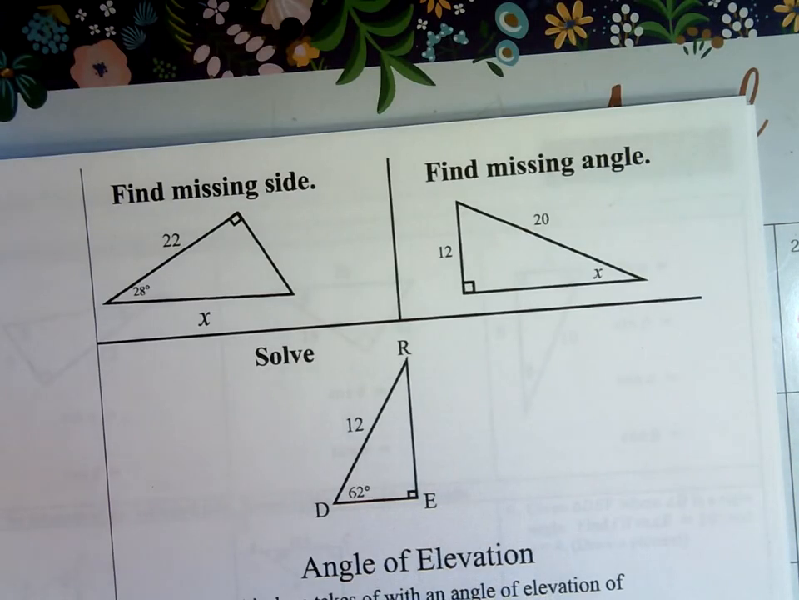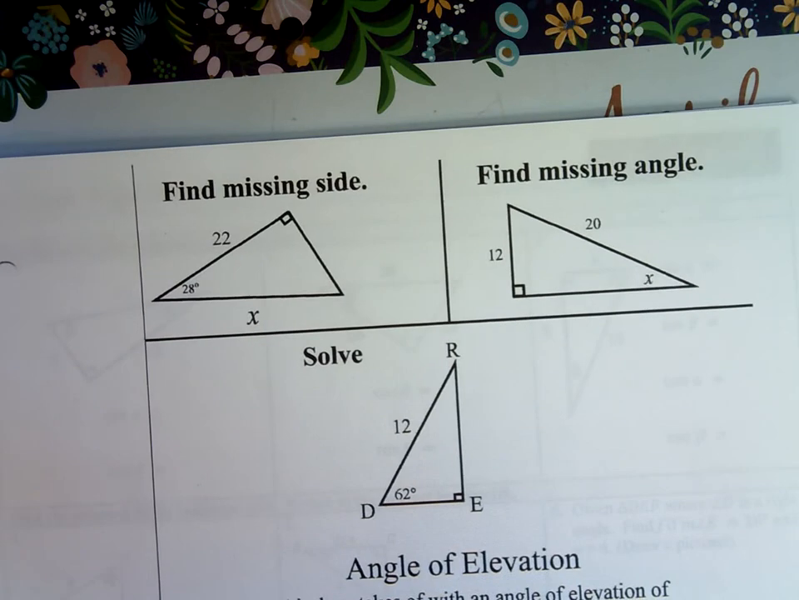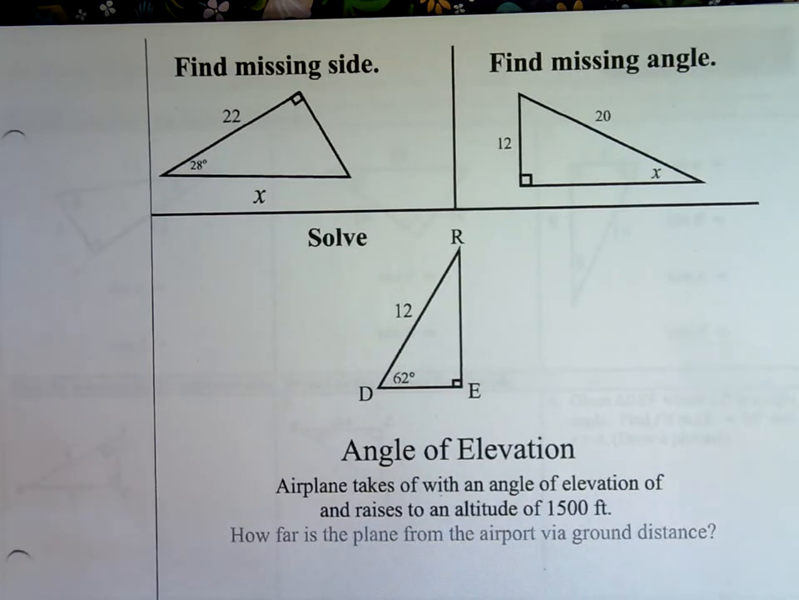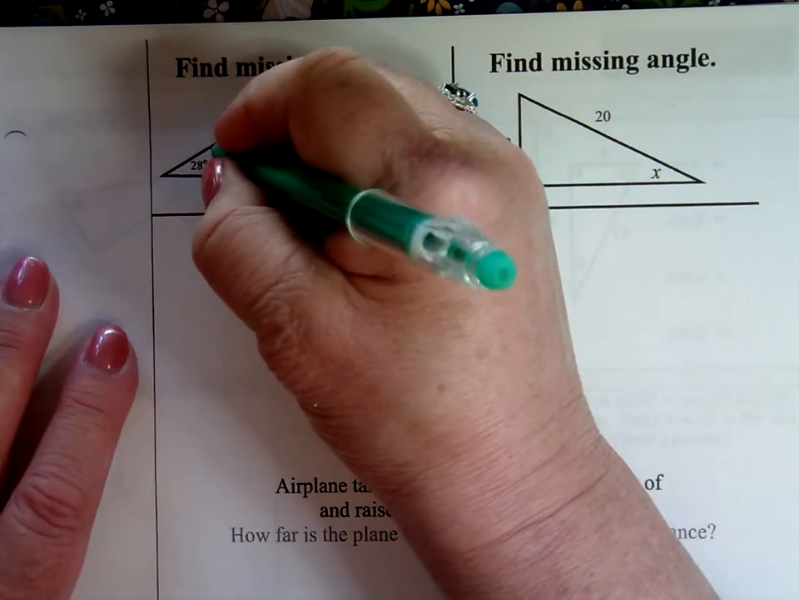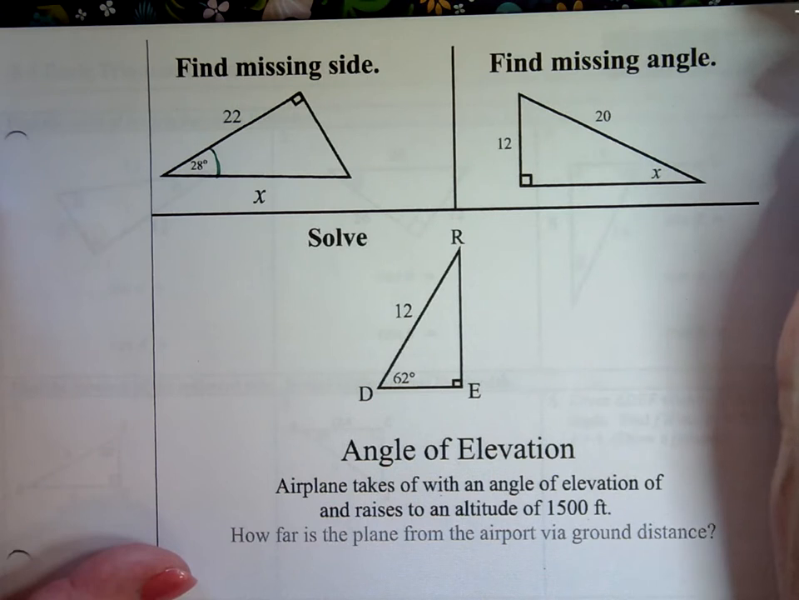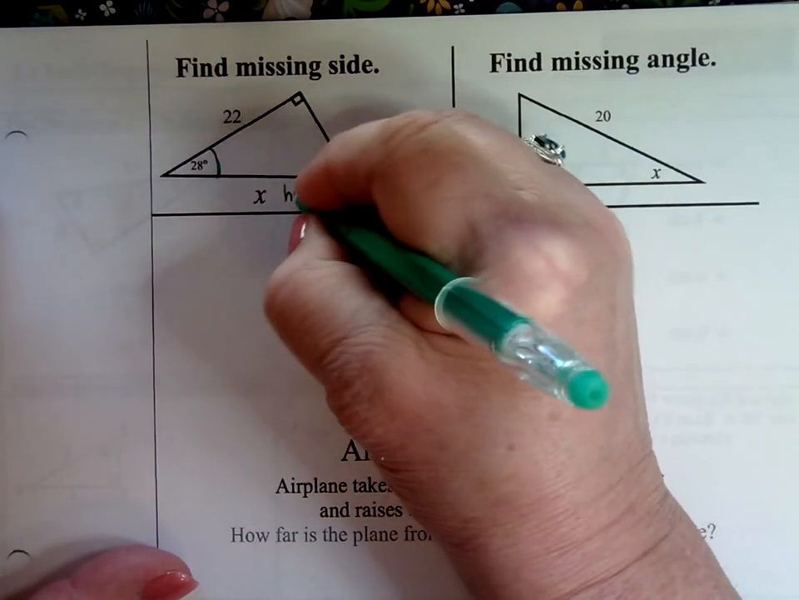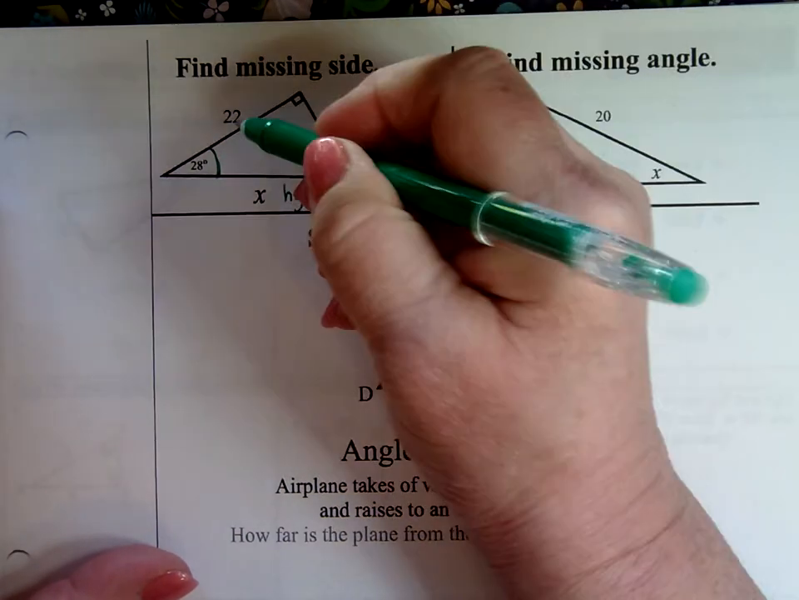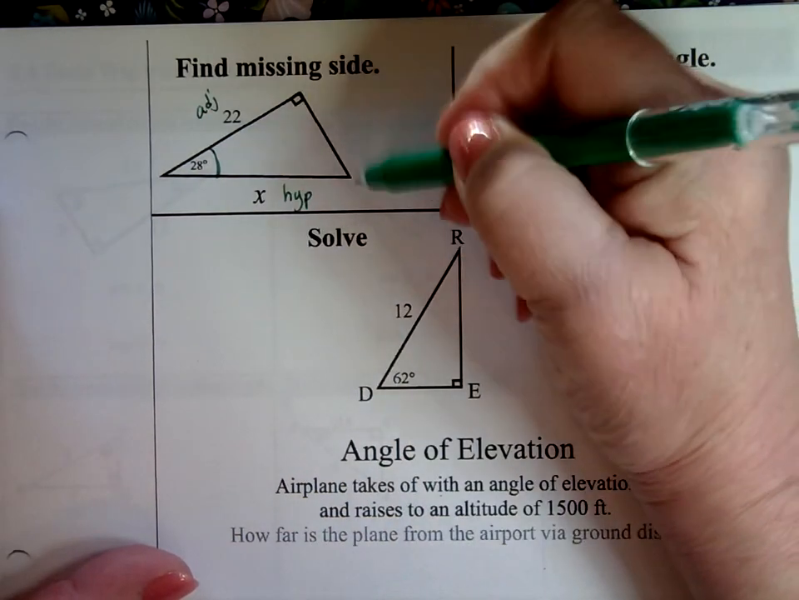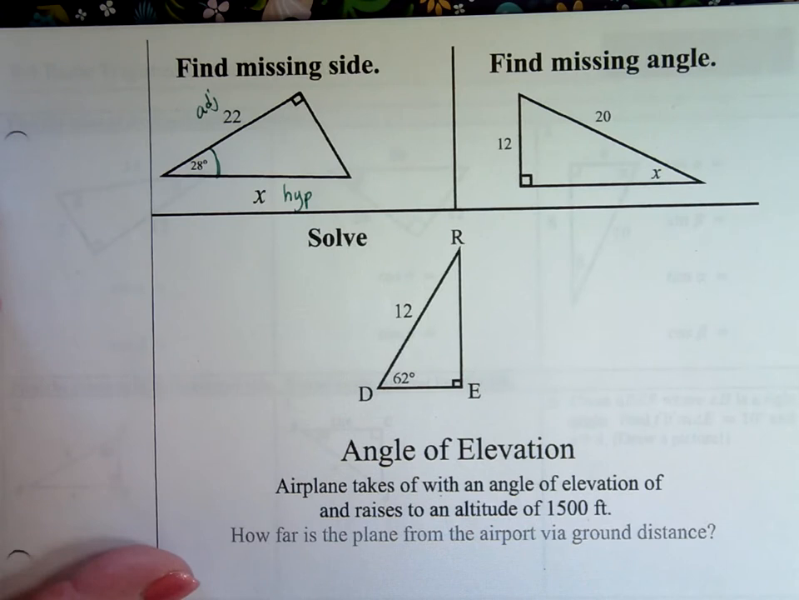So find the missing side, find the missing angle. Here's where you need your calculator to be able to do this. We're going to set it up and do the same type of thing we were doing on the front side. So find the missing side. I have 28 right here. That makes x my hypotenuse, and 22 touches it. That's the adjacent. They didn't tell me anything about the opposite side, so I'm not even going to label it.